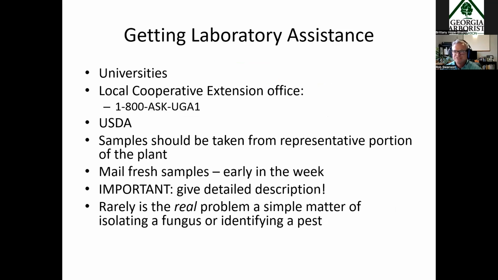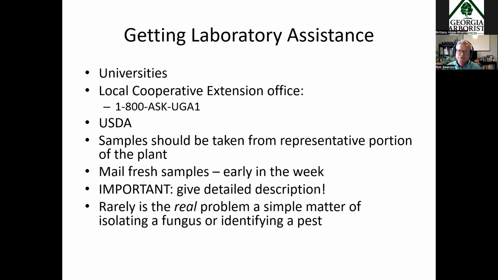So how can you get assistance? I said, you could develop your own network. You can also send things off to the laboratory, to the university. At the universities, every state has an extension office. So these local cooperative extensions, in Georgia, it's run through UGA. There's also testing available at the federal level through the USDA.